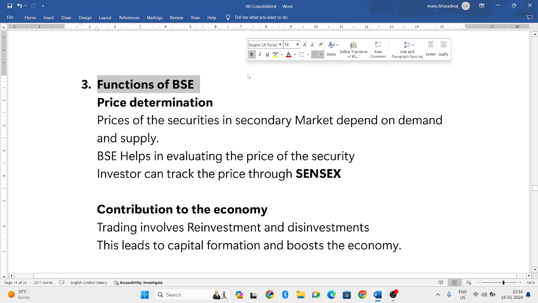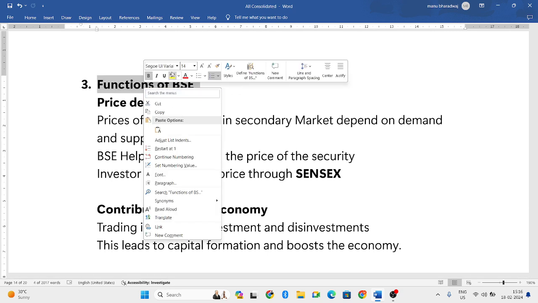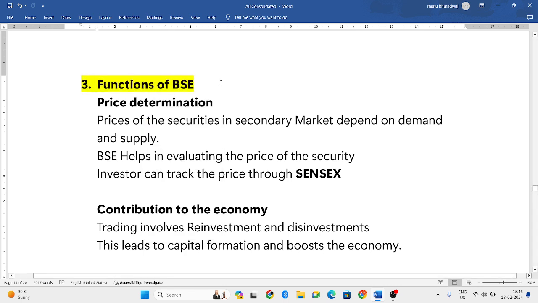Next, we have Bombay Stock Exchange. So one important question they may ask, that is functions of Bombay Stock Exchange. First one is price determination. So as I've told you in the differences between primary and secondary market, in secondary market, the prices of the shares depend upon the demand and supply in the market. So the BSE evaluates the price of each security. So investors can also check the prices of the shares through Sensex.